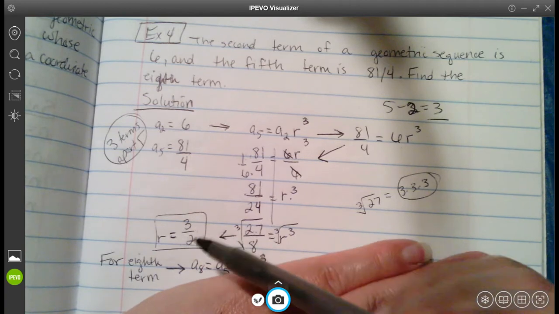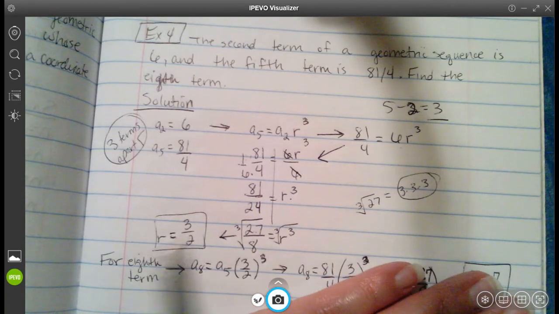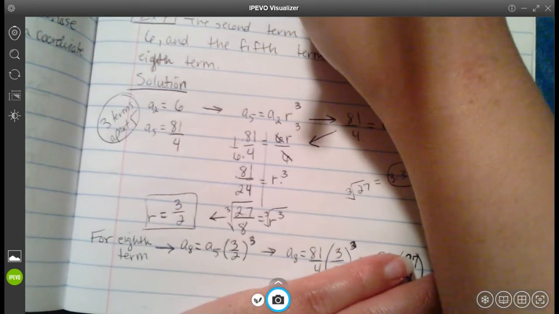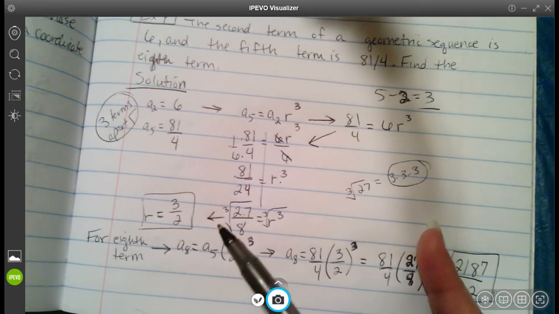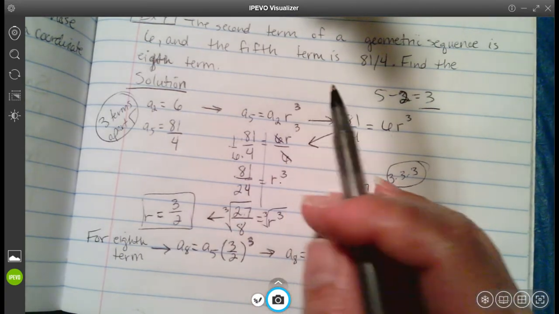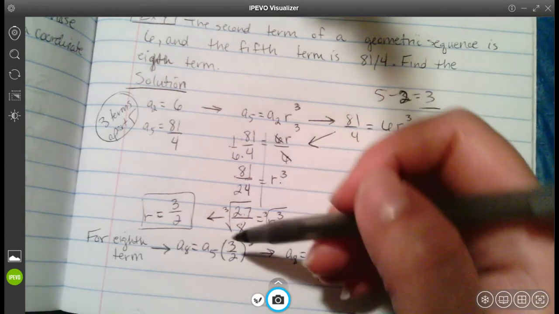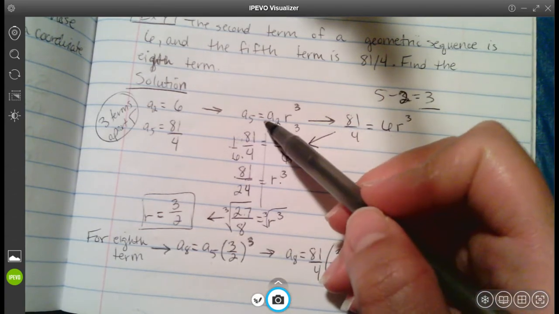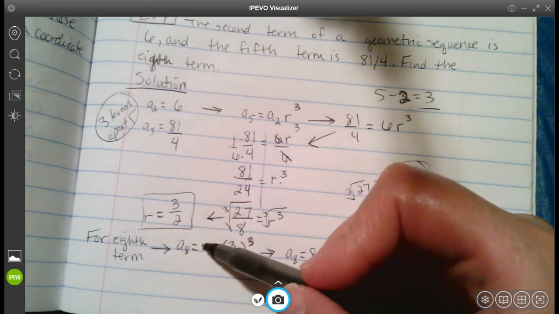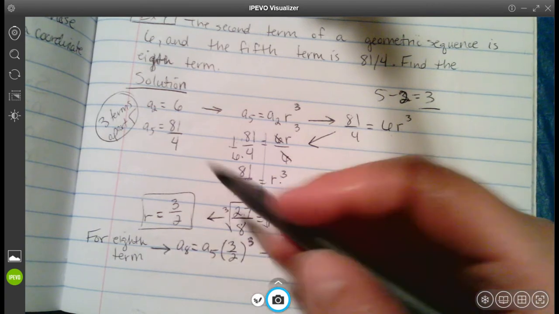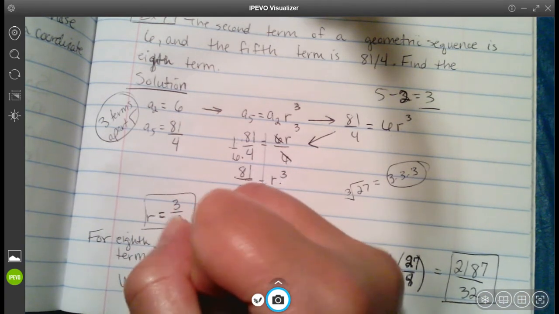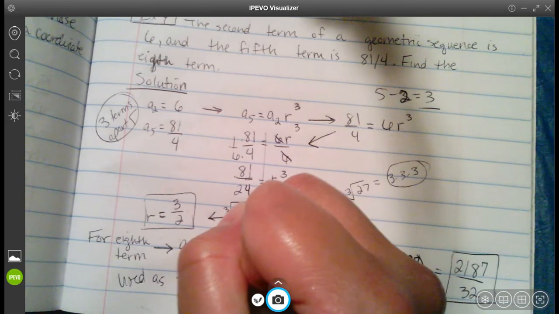So now that we have our ratio, we can go ahead and plug everything in. And I don't have the first term, because usually when you have the r and the first term, you can just plug them into the formula, but we don't have that. So we're going to use the same thing we did up here. And I went ahead and used the fifth one. So I used a to the 5 here.